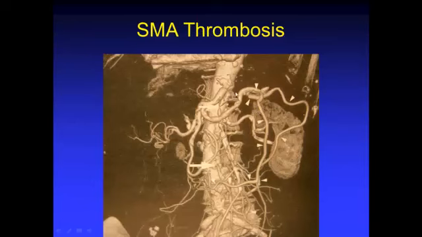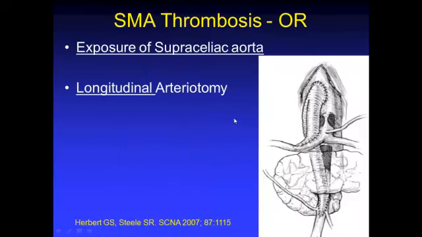Here you can see a CT recon. You can see the celiac axis is okay here, but a very tight SMA thrombosis here. So this is more difficult in that you're not going to be able to get by just with a thrombectomy plus or minus bowel resection. You're going to have to do some type of bypass.